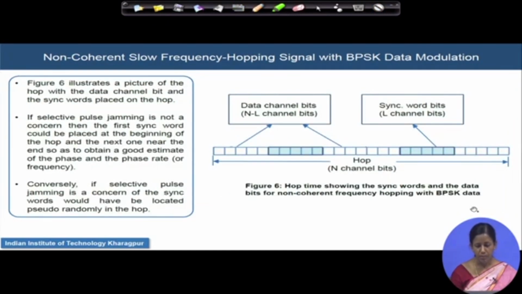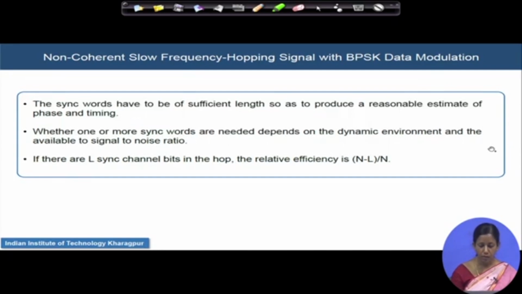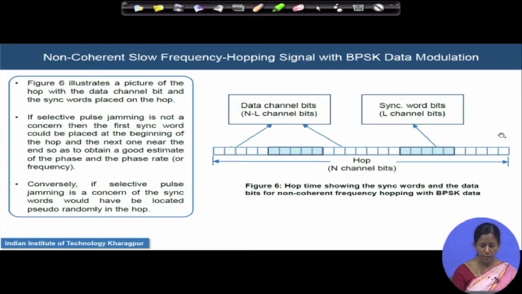This is the BPSK data modulation explained in terms of a figure, where this is the total number of channel bits we are planning to transmit. And here, if there is no selective jamming going on, we usually prefer to transmit all the synchronization bits at the beginning. But if there is a chance that selective jamming is going on, then we prefer to distribute the synchronization bits or channels like this. Here we have distributed them into 2 different places of the whole data stream.